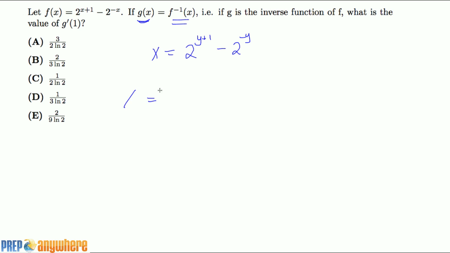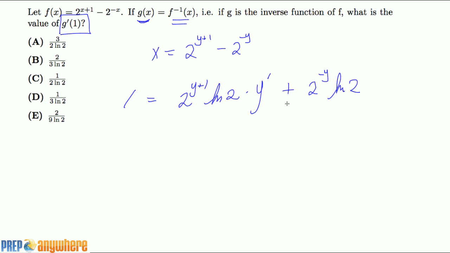We get 1 equals 2y plus 1 ln of 2 times y prime, where y prime is the derivative of g, minus 2 to the power of minus y ln of 2 chained by the derivative of minus y, which is plus 1. Okay, y prime.